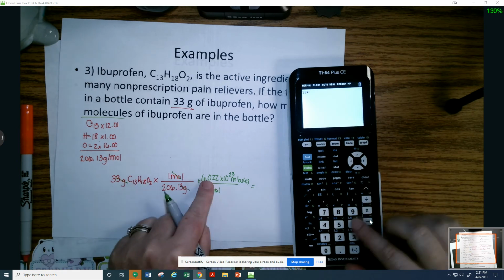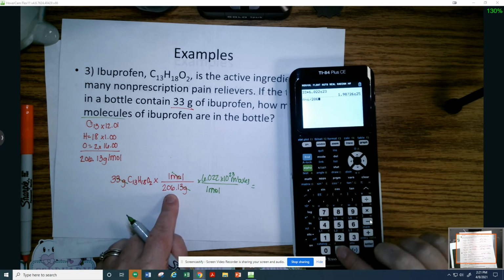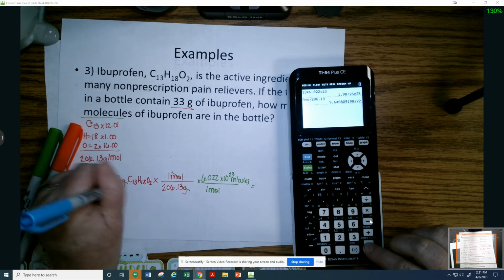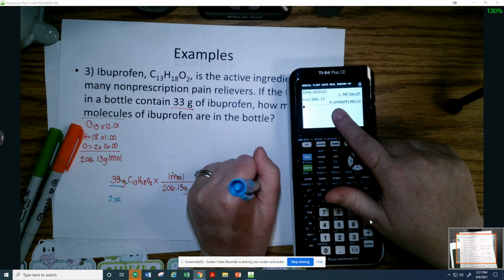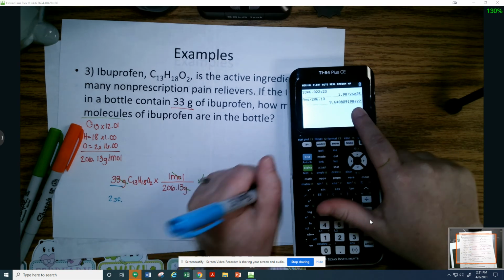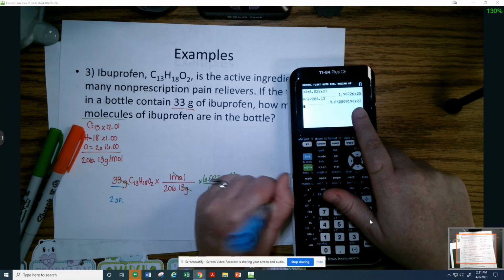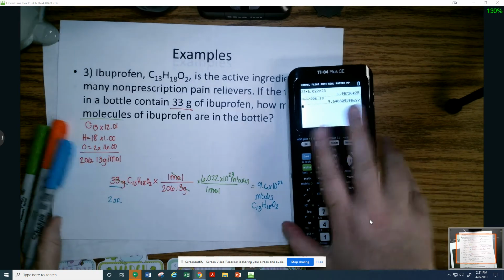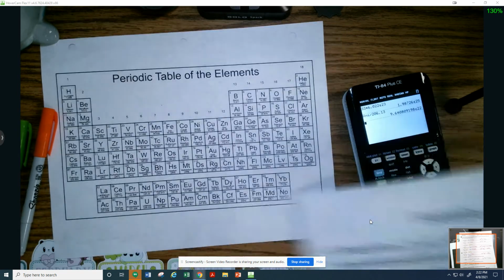Take 33 times Avogadro's constant, hit enter, divide by the 206.13. When I take a look at the answer for sig figs, this has 2 sig figs, so I'm only going to keep 9.6 E22, so times 10 to the 22nd molecules of ibuprofen, which is C13H18O2. So hopefully that's what you got for example 3. And last but not least, example 4.